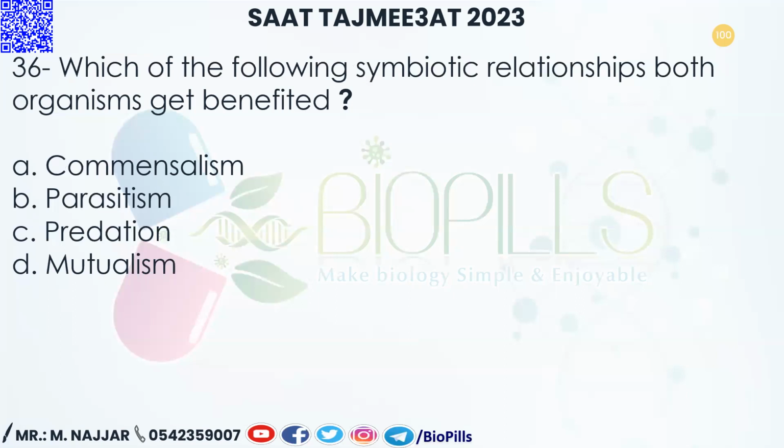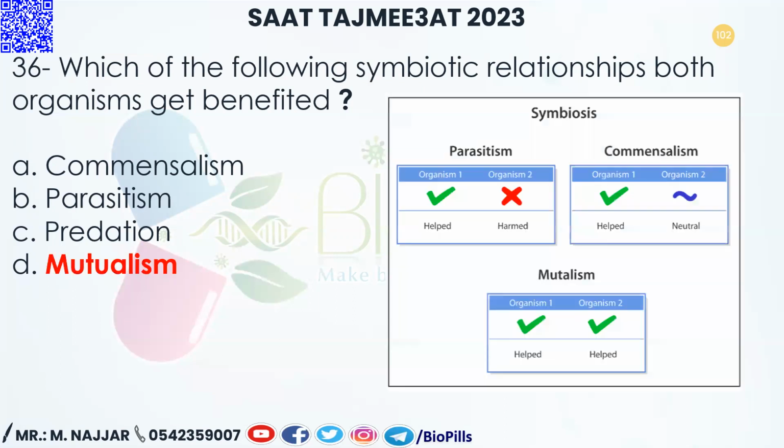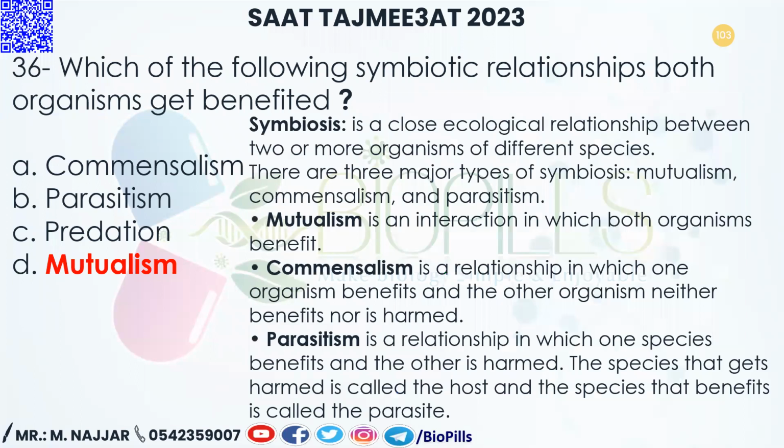Question number 36. In which of the following symbiotic relationships do both organisms benefit? This is mutualism. Easy, win-win is mutualism. When it is neutral, causing neither benefit nor harm, this is commensalism. When one benefits at the cost of harming the other, it is parasitism.